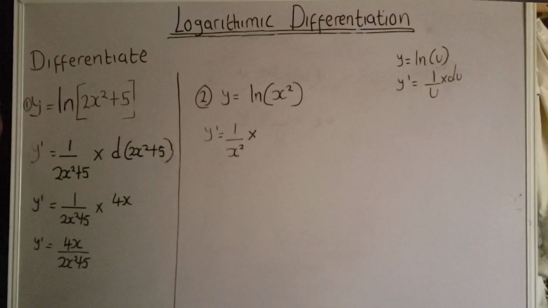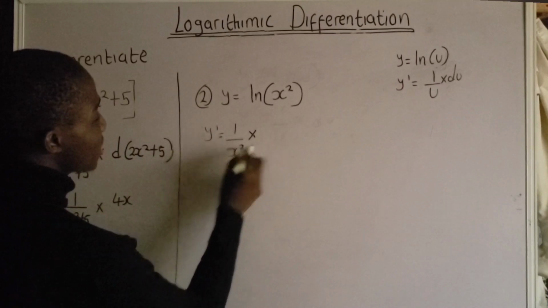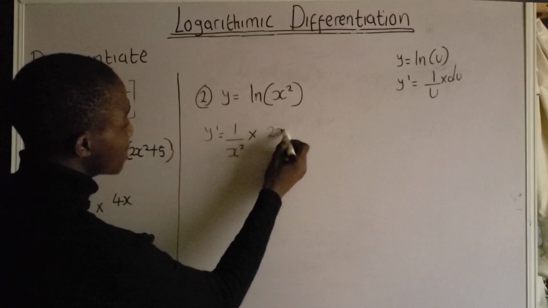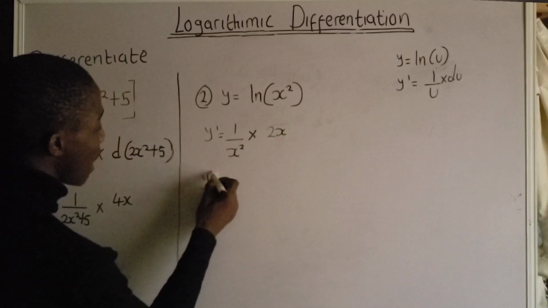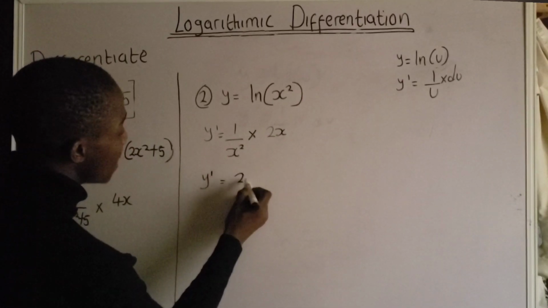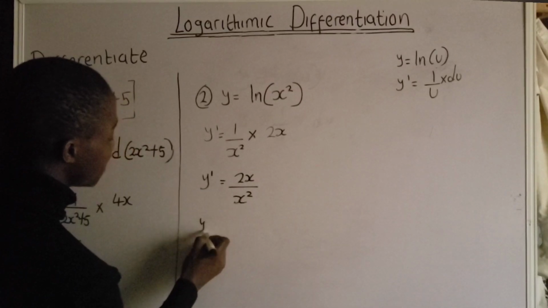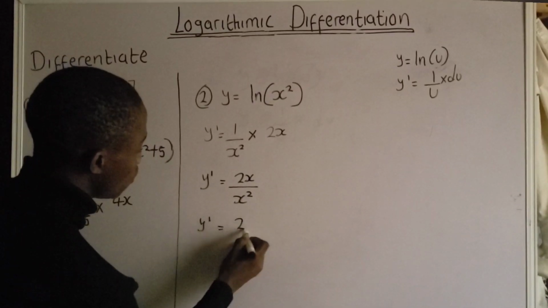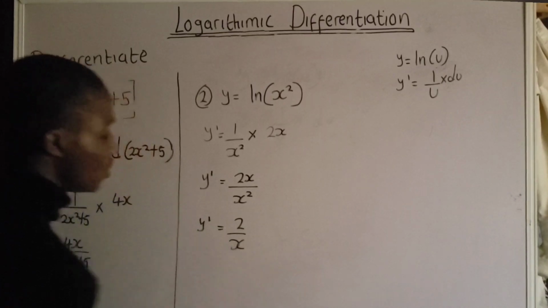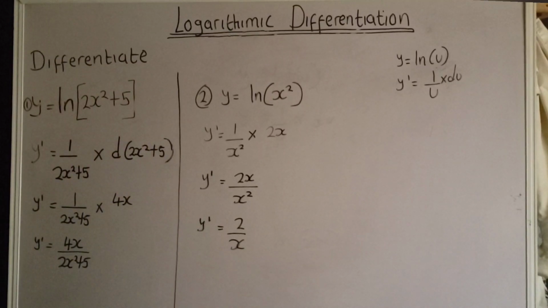So I'm going to have 1 over x squared multiplied by the derivative of x squared. If you differentiate x raised to the power of 2 using the power rule, you are going to get 2x. So I'm going to have 1 over x squared multiplied by 2x. So the derivative of y equals 2x all over x squared. The derivative of y equals 2 all over x. You understand? So that is how to find the derivative of a natural logarithmic function.